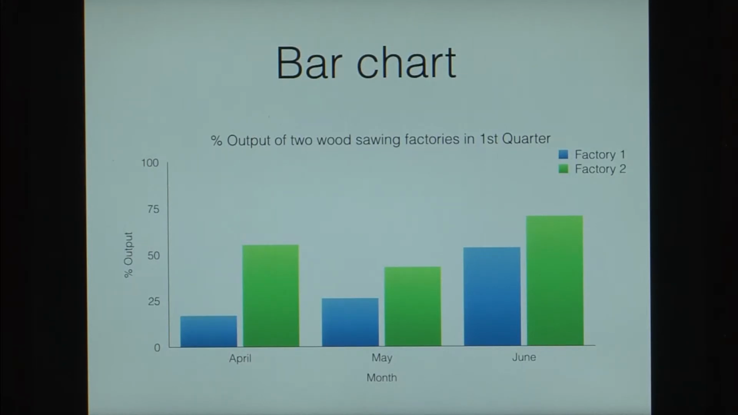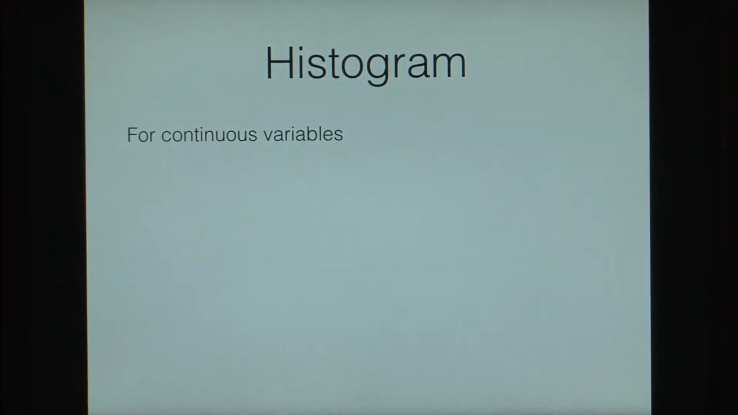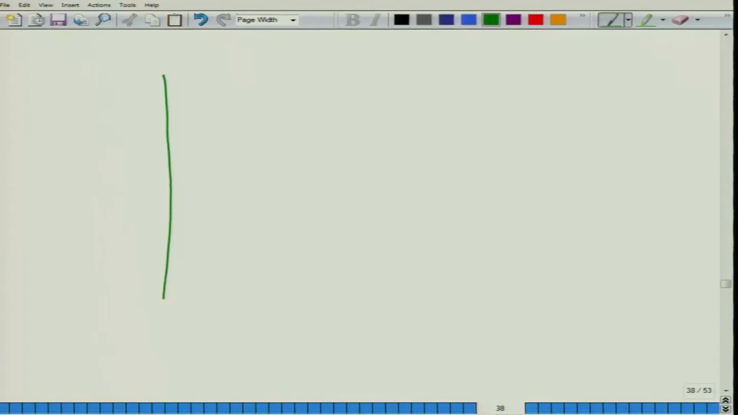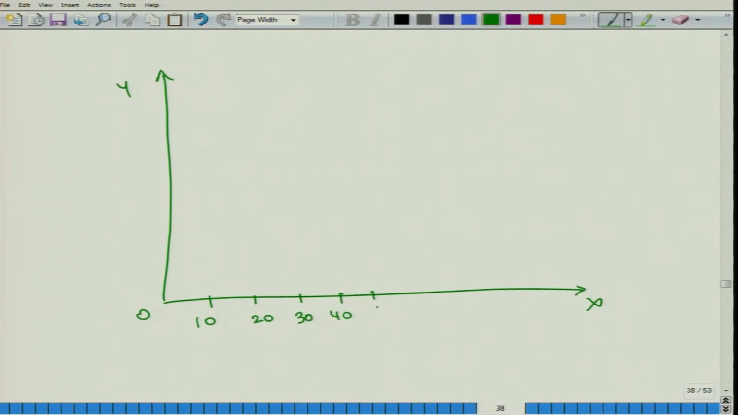The next graph is called a histogram. It is used for continuous variables. It is similar to a bar chart, but the bars are joined together. So, for instance, suppose on the x axis we have distributions that go like this: 0 to 10, 10 to 20, 20 to 30, 30 to 40, 40 to 50 and so on. And suppose these values were like this.